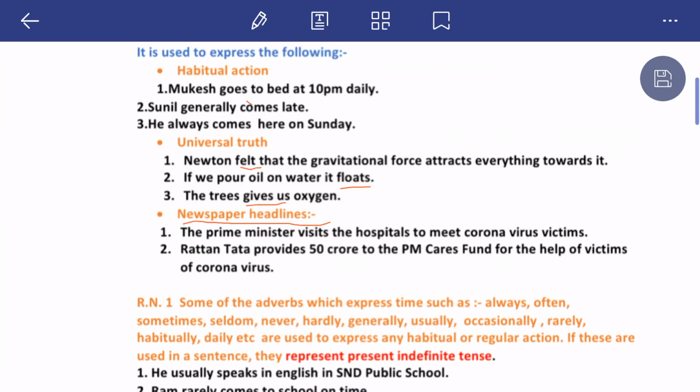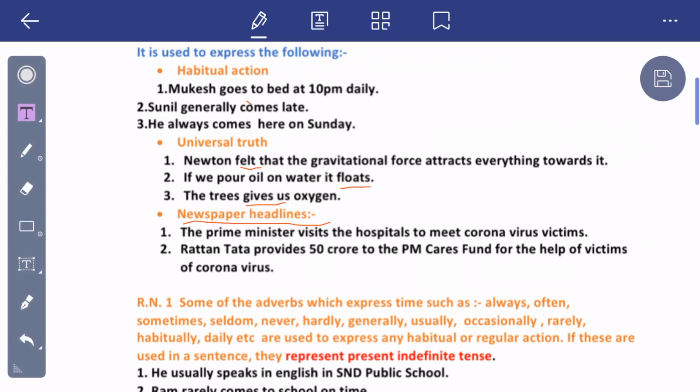So there are three conditions: habitual action or regular action, universal truth actions, newspaper headlines. All are kept in what? All are kept in present indefinite. One more thing you can add to it, if you have your notebook: whenever we do sports commentary, we definitely use what? We definitely use present indefinite tense there. Okay, for sports commentary also we use present indefinite tense.